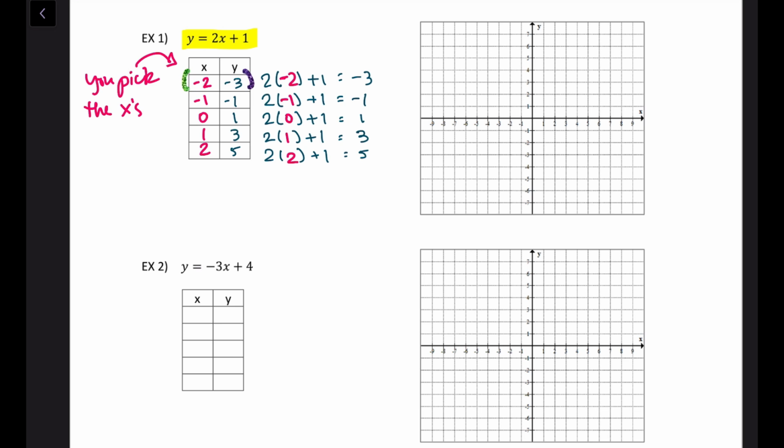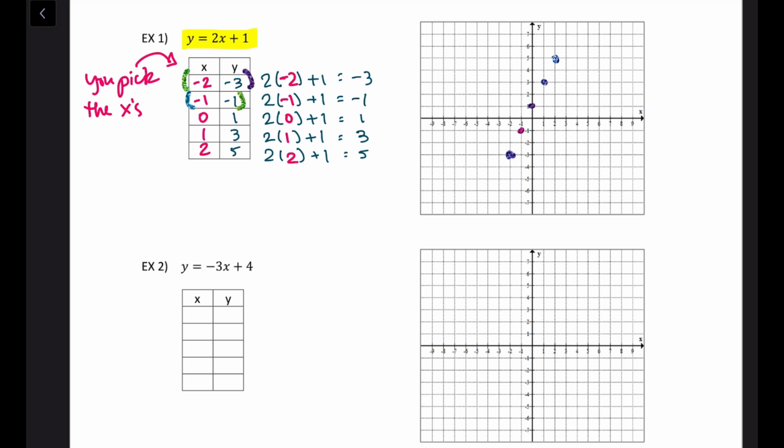That says go left 2 and down 3 and put a point. And the next one, -1, -1, says go left 1, down 1 and put a point. 0, 1 says don't go left or right, just go up 1. 1, 3 says go right 1, up 3. And 2, 5 is right 2, up 5. And you notice all of those points line up nicely. And so we can connect them and draw a line.